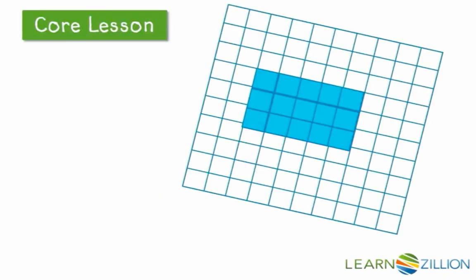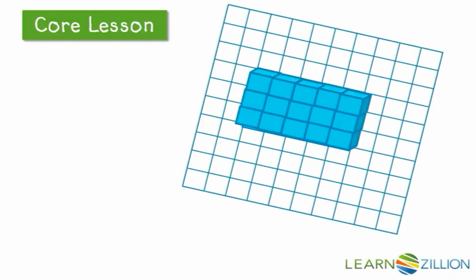So if we think about the base of a rectangular prism, we know that the base is two-dimensional and that if we multiply the length times the width, we're finding the area of the base. So the base in this prism is 5 units times 3 units, so the area is 15 square units. Then if you stack 15 unit cubes on top of the base, you have the first layer of a rectangular prism with dimensions of 5 by 3 by 1.